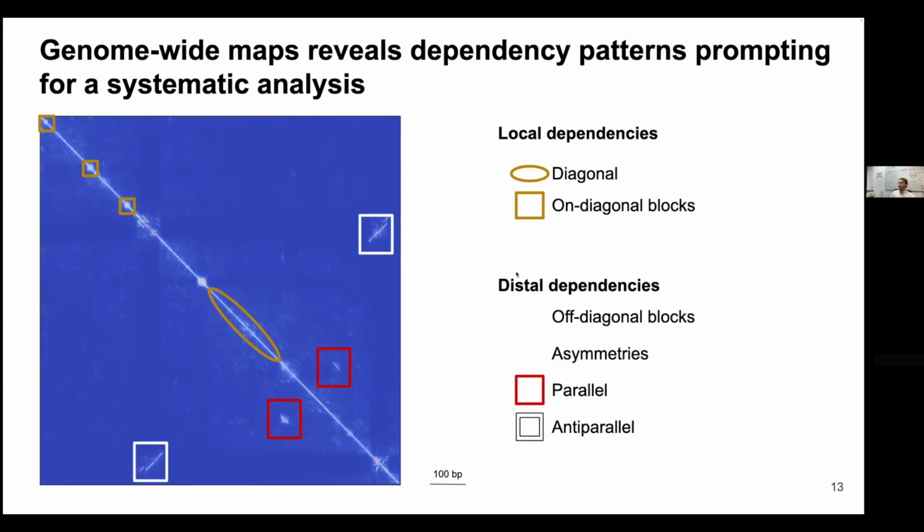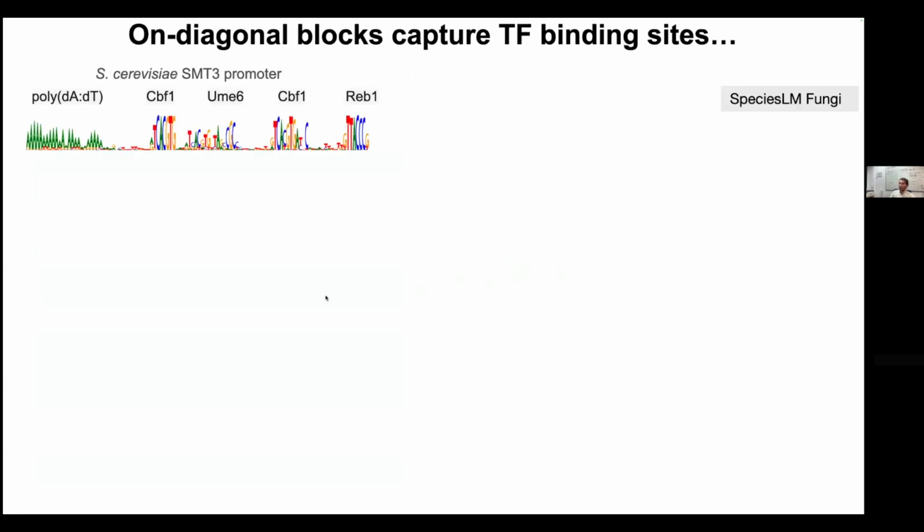And these distal dependencies, like anti-parallel dependencies, like we saw in the structure, some parallel dependencies, and other kinds of off-diagonal blocks and asymmetries. So starting with these local patterns, let's look at a promoter region in yeast. Here is the reconstruction by the species LM fungi language model.